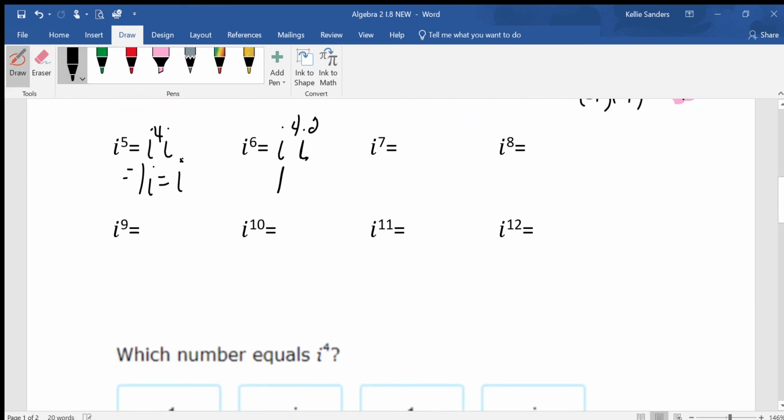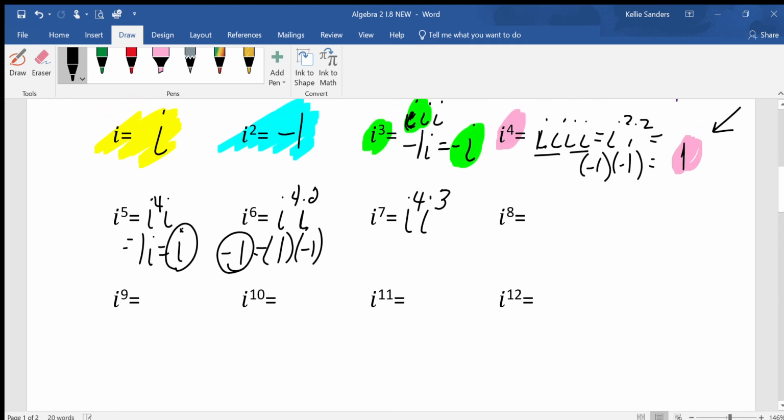i to the fourth is a positive 1. i to the second is negative 1. Positive 1 times negative 1 is negative 1. Okay. i to the seventh is i to the fourth and i to the third. i to the fourth is a 1. i to the third is negative i, which makes this negative i.